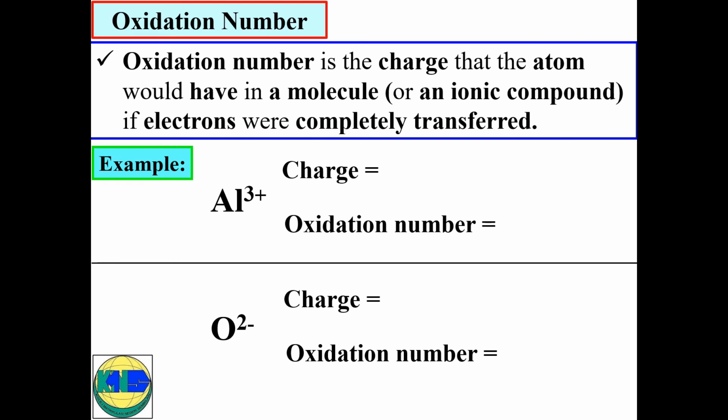Okay, now we learn about oxidation number. Oxidation number is the charge that the atoms would have in the molecules or ionic compounds if electrons were completely transferred. For example, we look at aluminum ions, the charge is 3 plus, the oxidation number is plus 3. For oxide ions, the charge is 2 minus and the oxidation number is negative 2.